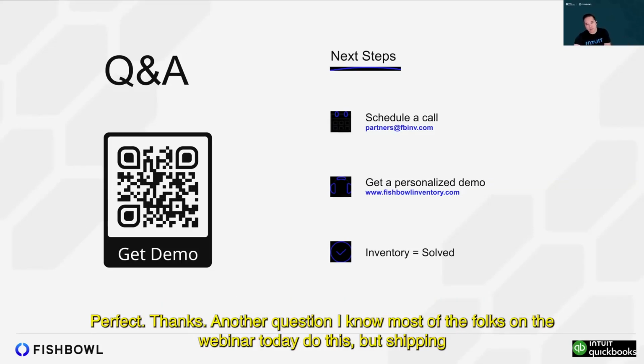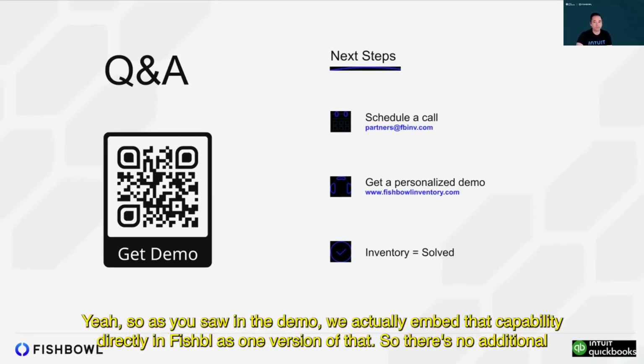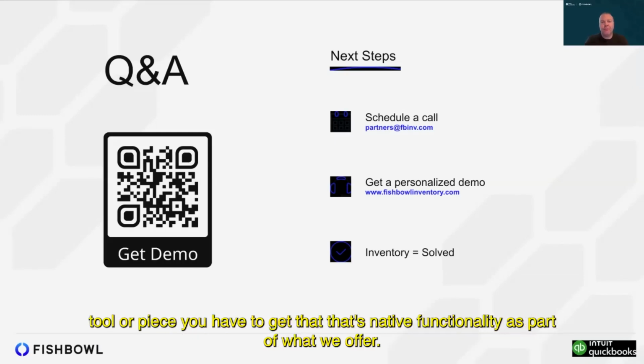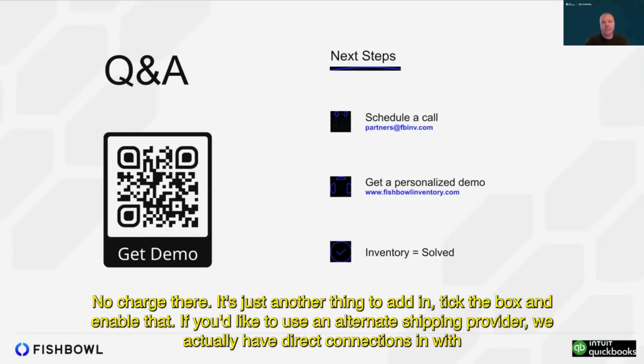Perfect. Thanks. Another question. I know most of the folks on the webinar today do this, but shipping, any best practices around integrating Fishbowl with FedEx, UPS, similar shipping providers? Is there a site that people can go to for that? Yeah, so as you saw in the demo, we actually embed that capability directly in Fishbowl as one version of that. So there's no additional tool or piece you have to get; that's native functionality as part of what we offer. Again, there's a plugin that supports that for our advanced product called Ship Express. No charge there. It's just another thing to add in, tick the box and enable that.